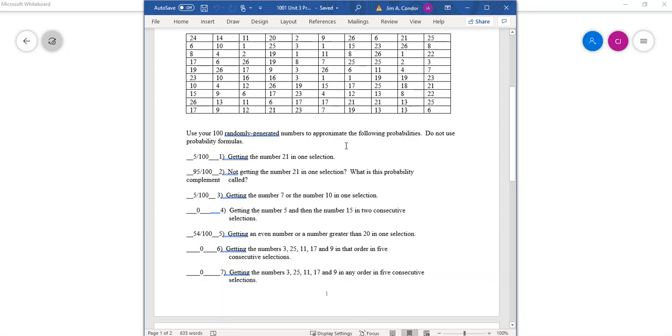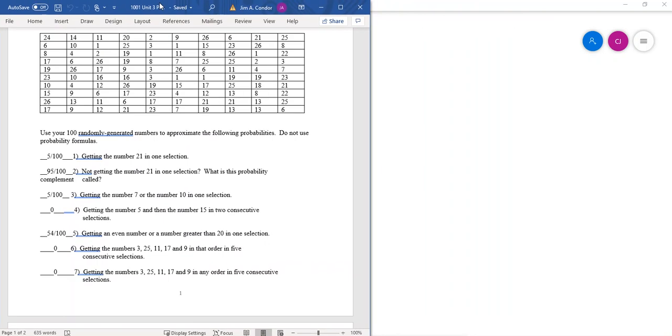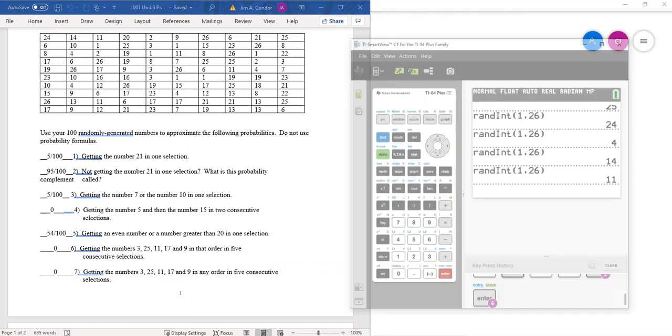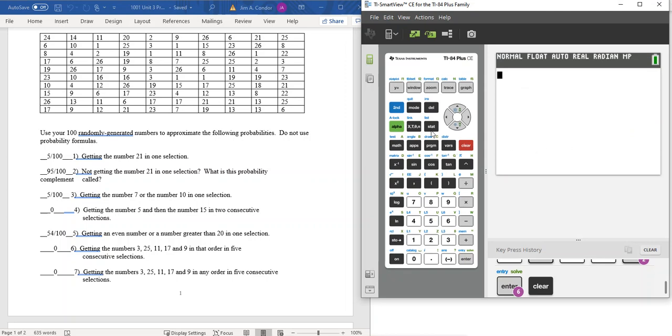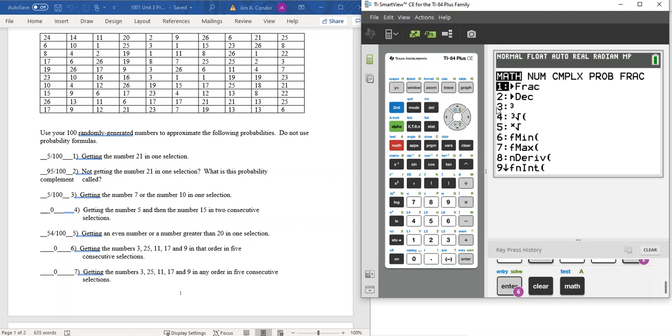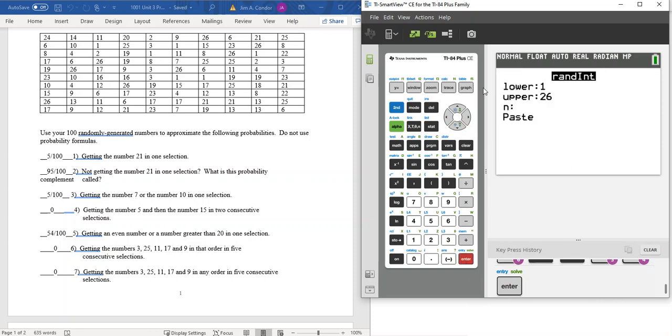And what that means is, if I hit the calculator, right? So if I bring that calculator back up, I'm going to clear this out. All right, so now I'm going to do my math, probability, random integer 1 to 26, paste.